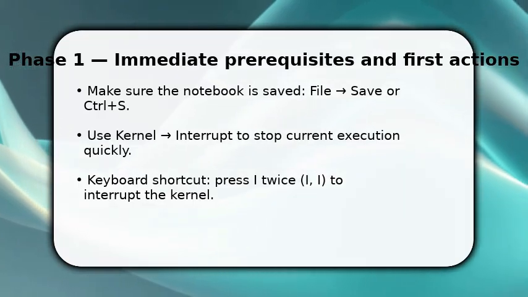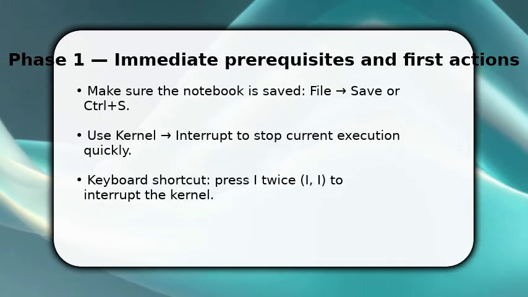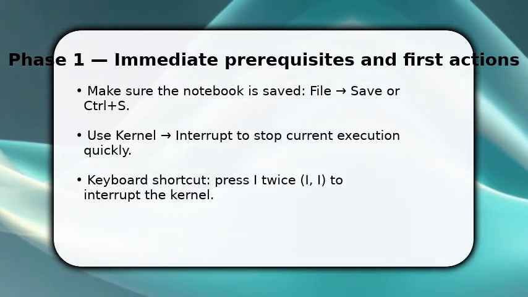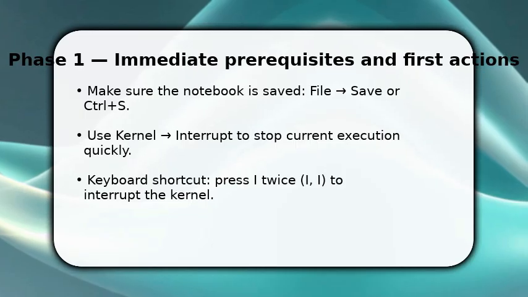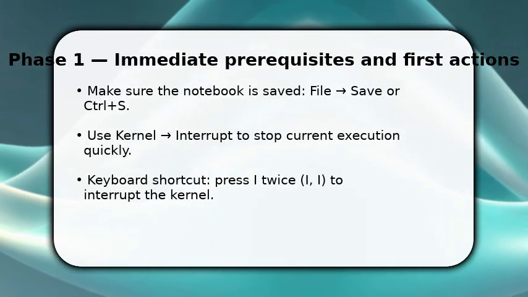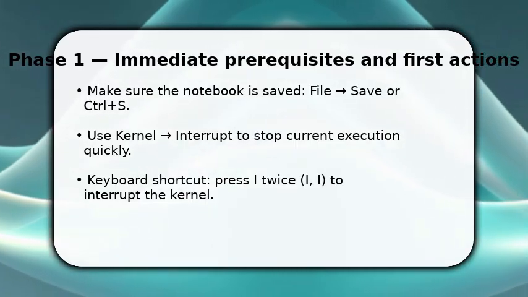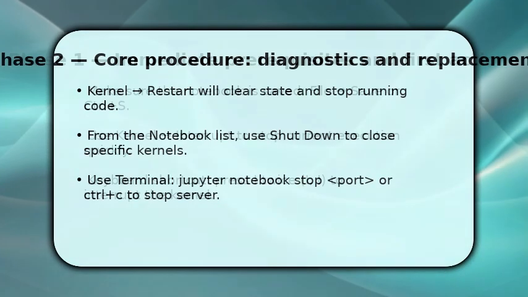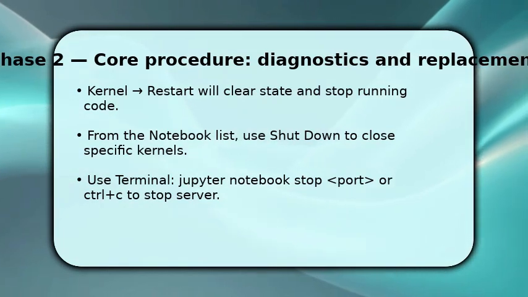Once done, check the In asterisk indicator. If it returns to a number, execution stopped. Make sure to inspect output and variables, because interrupting can leave partially updated state. If interrupting fails, restart or shut down the kernel to fully stop activity.